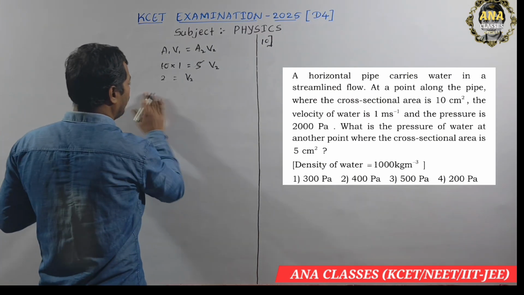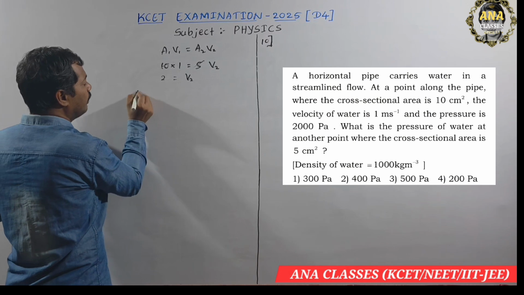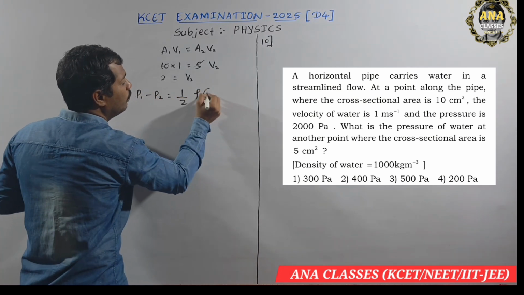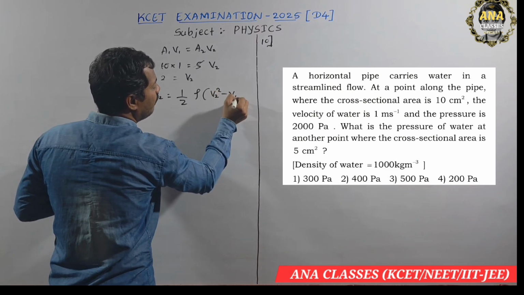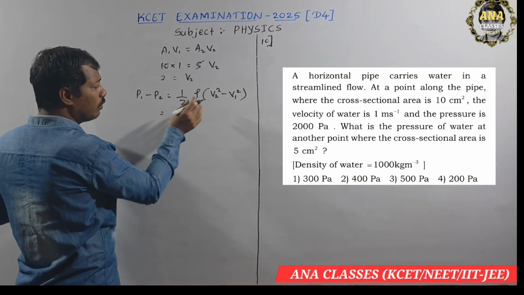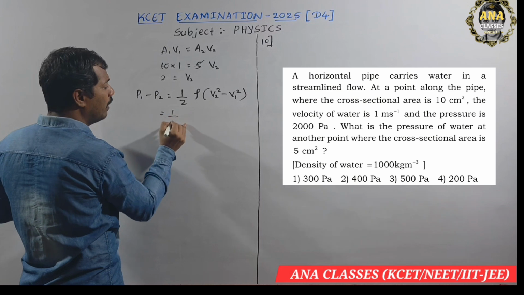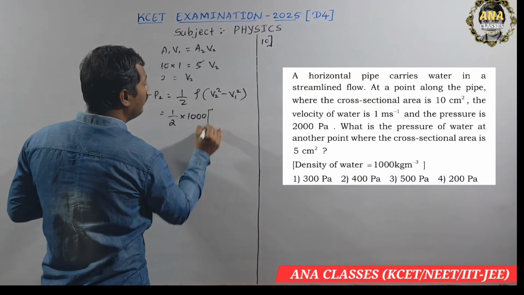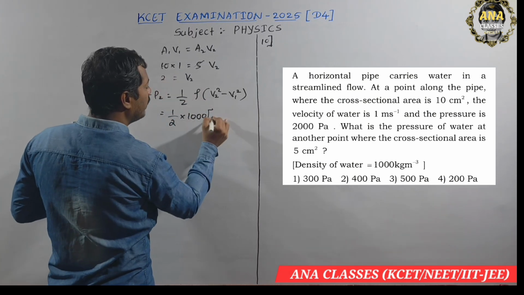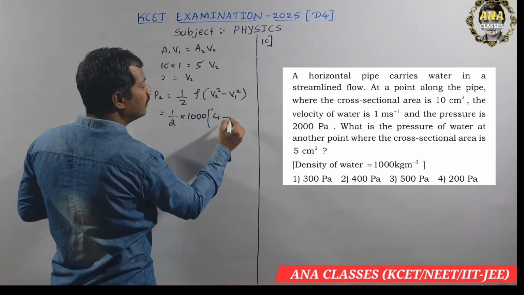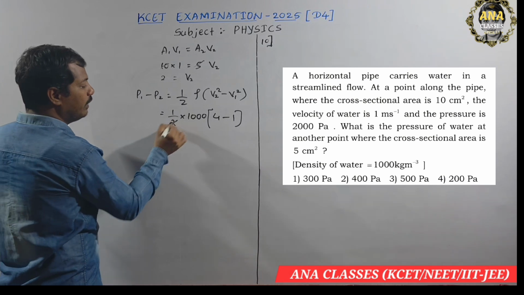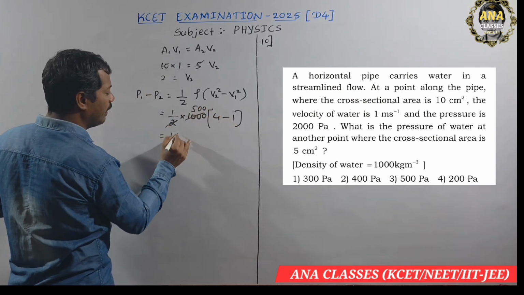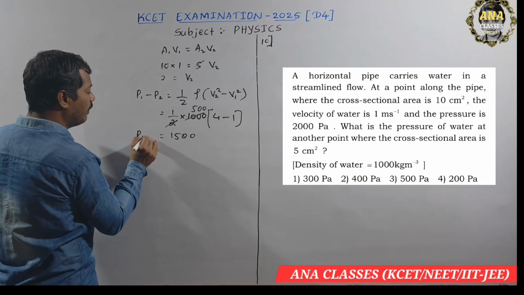Now by using Bernoulli's principle, P1 minus P2 is equal to half rho into V2 square minus V1 square. Rho is the density of the water, and the density of water is given, that is 1000, and V2 is already calculated, it is 2. 2 square is equal to 4 and V1 is 1, 1 square is 1 only. So it is half into 1000 into 3; the 2 and 500 cancel. 5 into 3 is 1500. So 1500 is P1 minus P2.